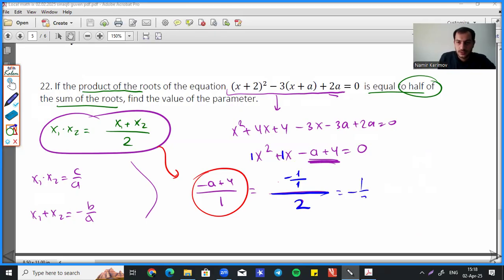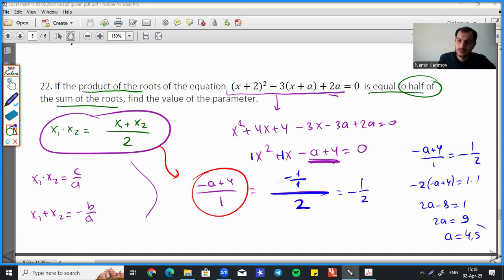So that will be negative 1/2. So negative a plus 4 over 1 is negative 1/2. That will be 2. Negative 2 times negative a plus 4 is equal to 1 times 1. It's 2a minus 8 equal to 1. 2a equal to 9. A is equal to 4.5. That's it.